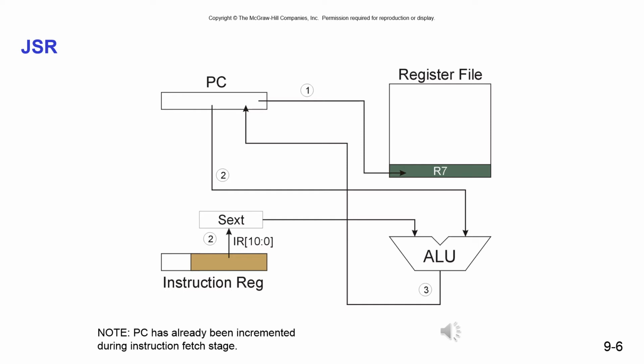Here's a diagram of the micro instruction. First step is the program counter gets written to R7. Then the program counter is passed as the first operand to the arithmetic logic unit, and then the arithmetic logic unit gets the instruction register sign extends bit 0 to 10 to 16 bits, and that gets added to the program counter value, and then the arithmetic logic unit writes the new value to the program counter. Pretty straightforward.